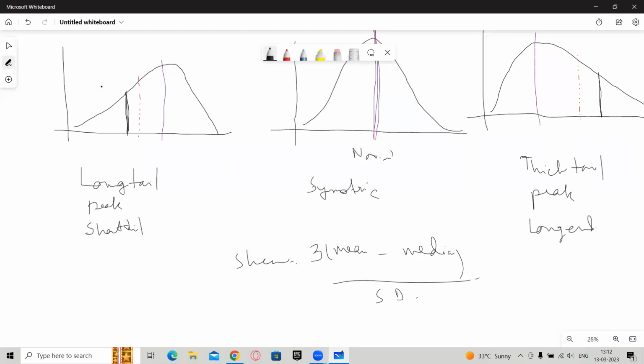Skewness is nothing but how we usually measure the shape of our data. Whether your data is symmetric or asymmetric, we can calculate that using skewness. And the second is kurtosis. Kurtosis is nothing but we measure the thickness of our data.